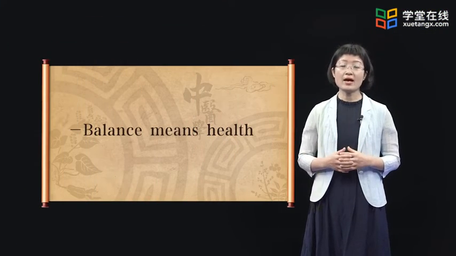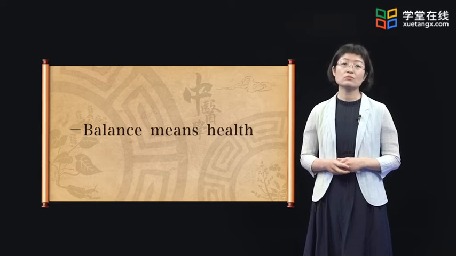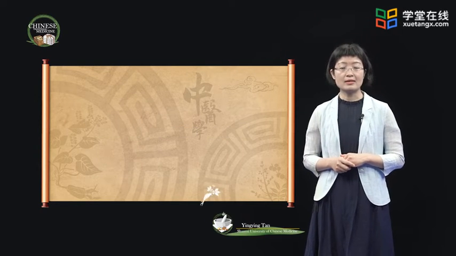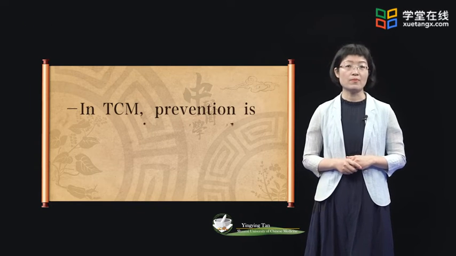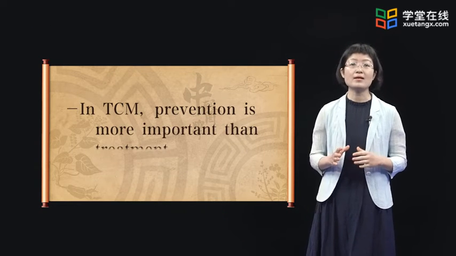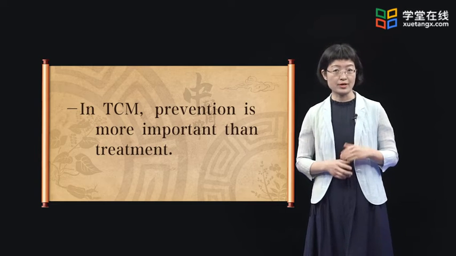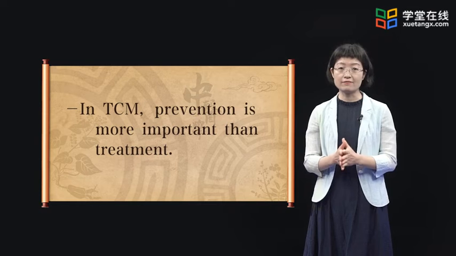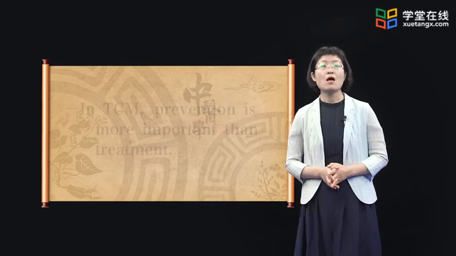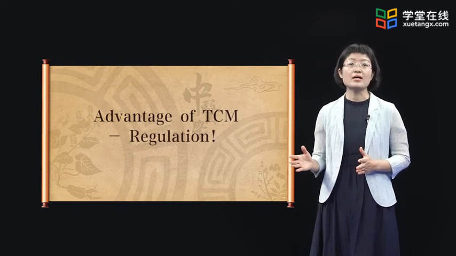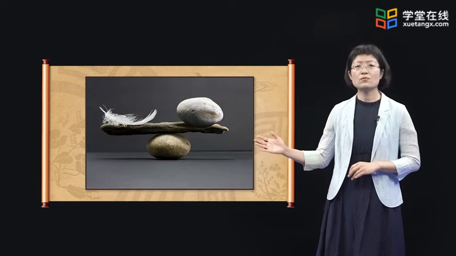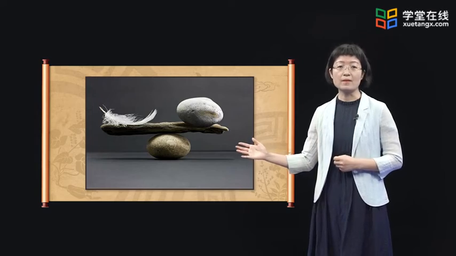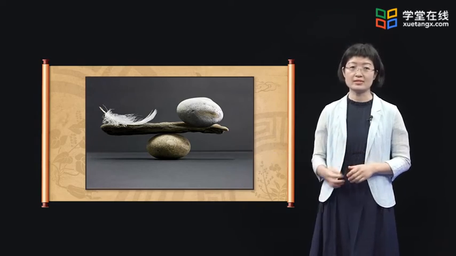Because balance means health according to the TCM theory, regulating yin and yang is the best way to restore its balance. In TCM, prevention is more important than treatment because the balance can be easily achieved by regulating the yin and yang when they are in a slight imbalance instead of severe imbalance. One of the advantages of TCM is regulation. To avoid further development of disease, slight imbalance can be improved by tiny TCM treatments.